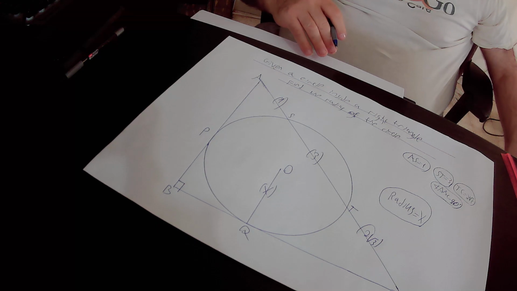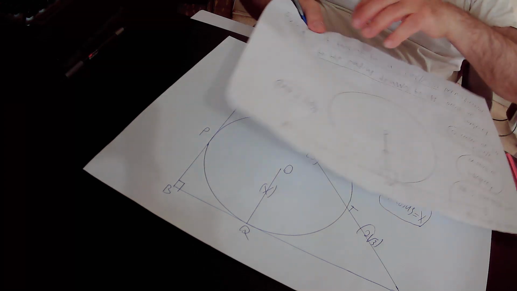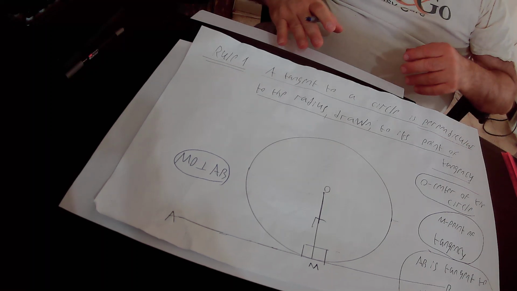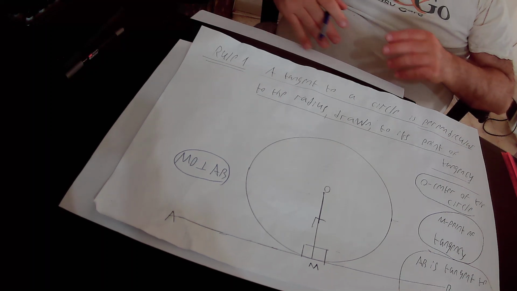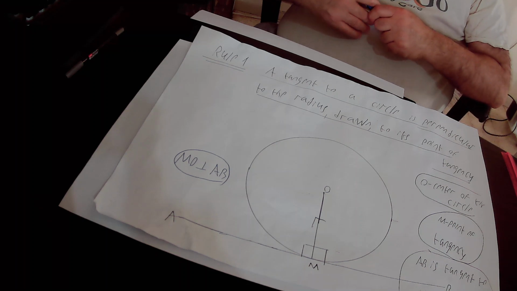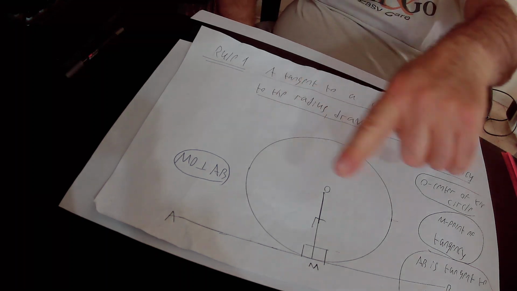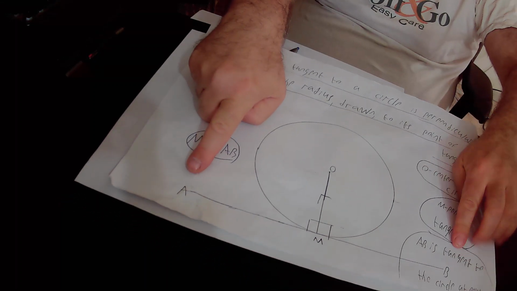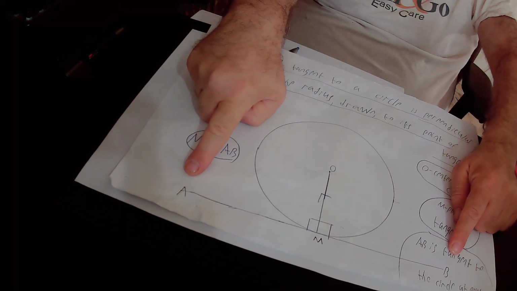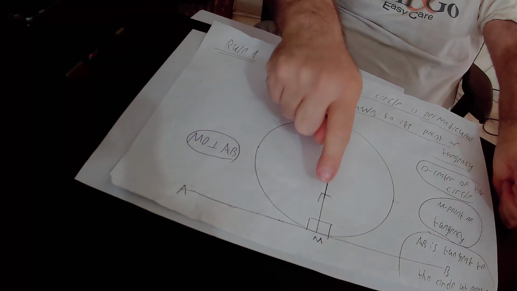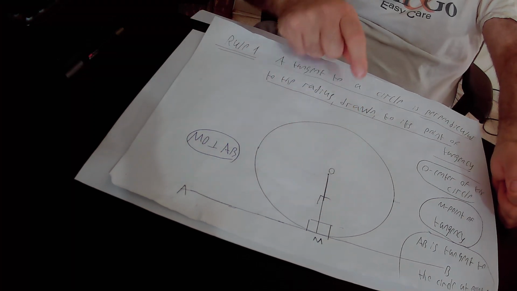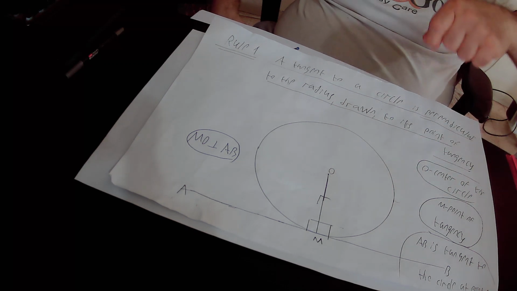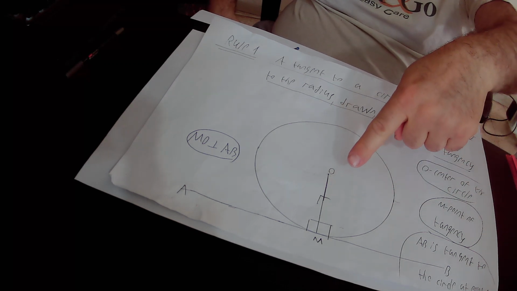I'll repeat quickly on rule 1. According to rule 1, a tangent to a circle is perpendicular to the radius drawn to its point of tangency. So in the drawing we have a circle, and we have also tangent AB. This is tangent AB, that is tangent to this circle at this point, point M. Point M is the point of tangency of tangent AB with this circle. And we have also the radius OM, that's equal to R.